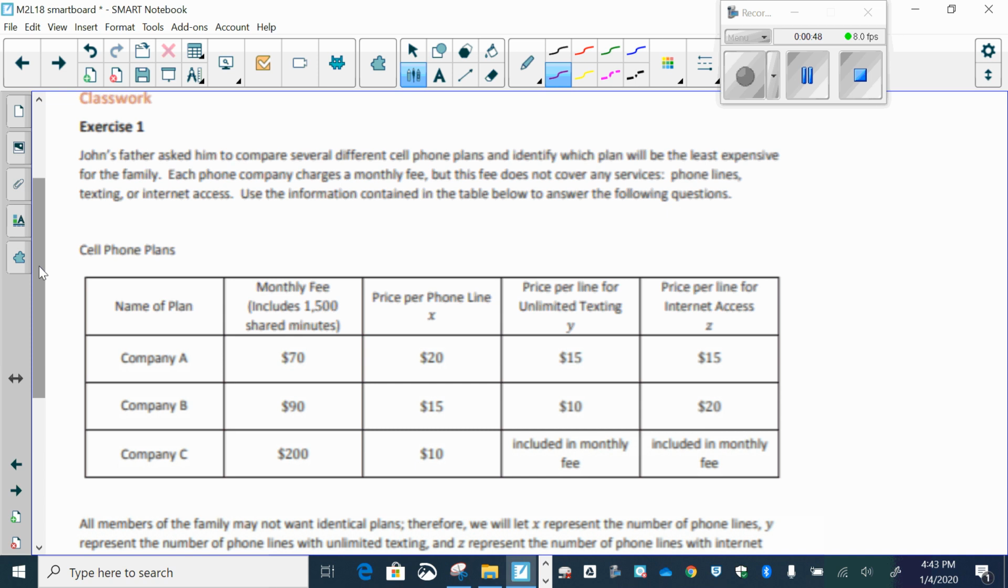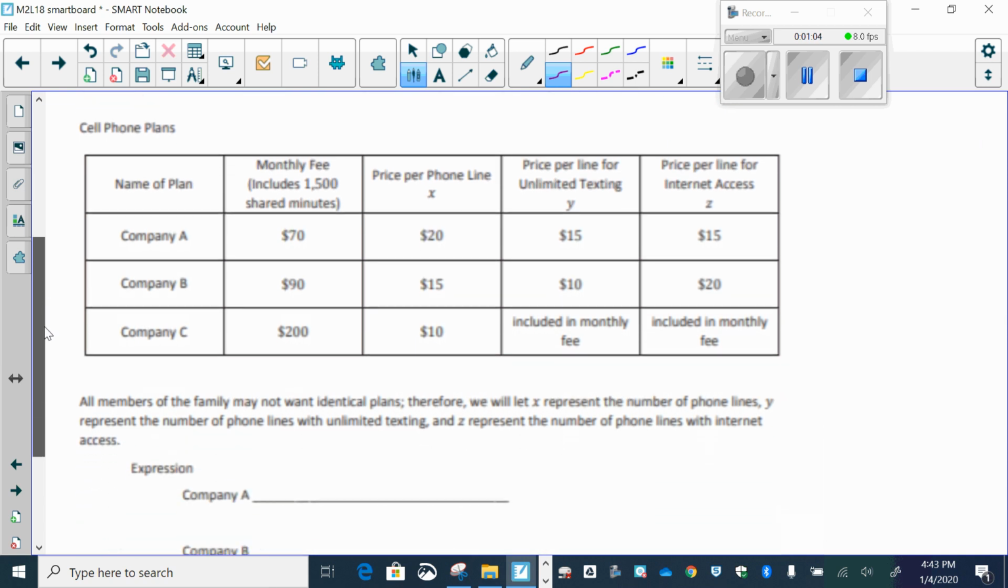A couple years ago, my family changed cell phone plans, and we really had to do a lot of research and figure out how it would work out best for my family of four. The very next week, we came across this problem. It was a very nice coincidence.